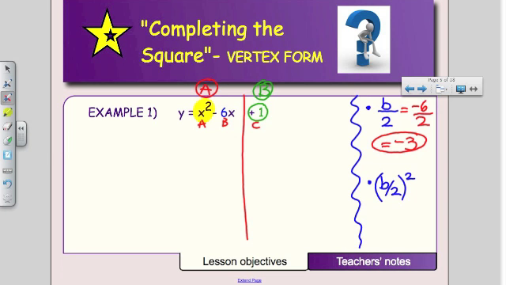But because I know that b divided by 2 is already negative 3, my b over 2 squared is just going to be negative 3 squared, which is positive 9. Okay, so the first thing you always do is solve those two pieces of equipment. Now we have to actually play the game.